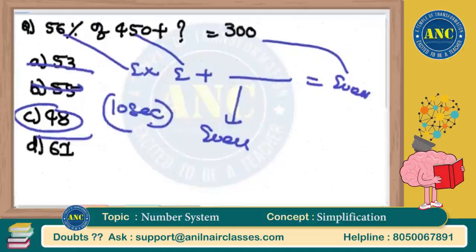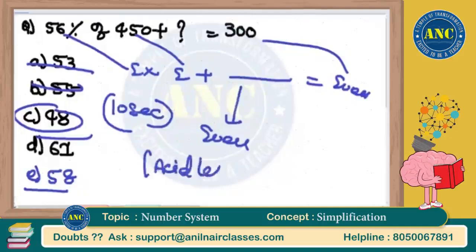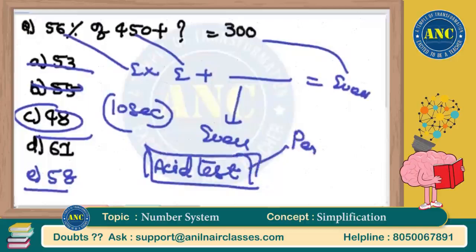Write in 10 seconds. What if more than one option has the same digital sum? The options are 53, 58, 48, 61 and 58. 56 is even, 450 is even. Even plus something is even. That something should be even. Always do this acid test before using your stupid calculation methods. Please perform this acid test before going and solving this question.